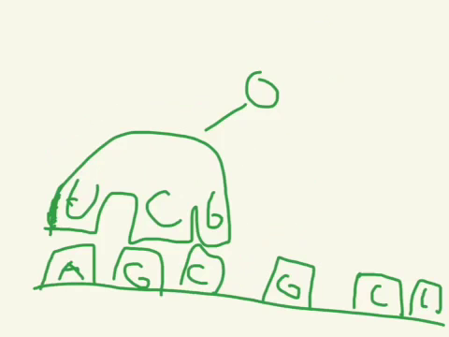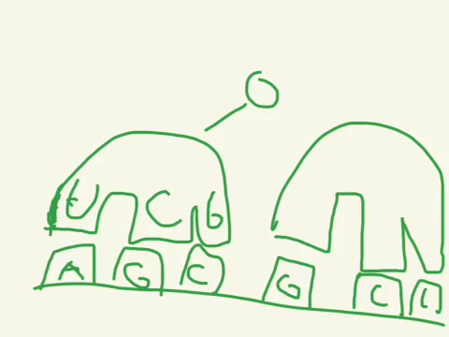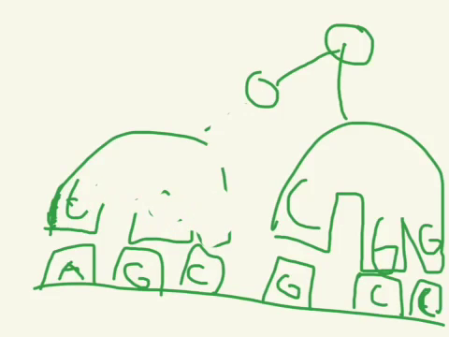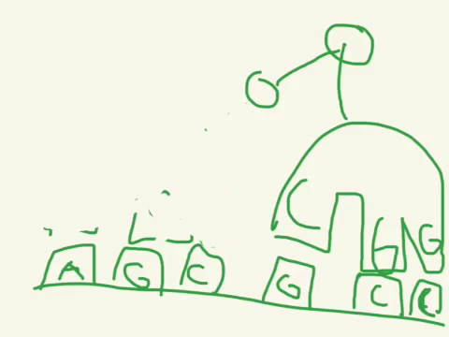Then another one will come along, and that one codes for another amino acid. This connects to that. And this one just flies away and goes somewhere else, because it's not needed anymore. And that amino acid stays attached to that one. And eventually, there's a long strand of amino acids connected to one of these.